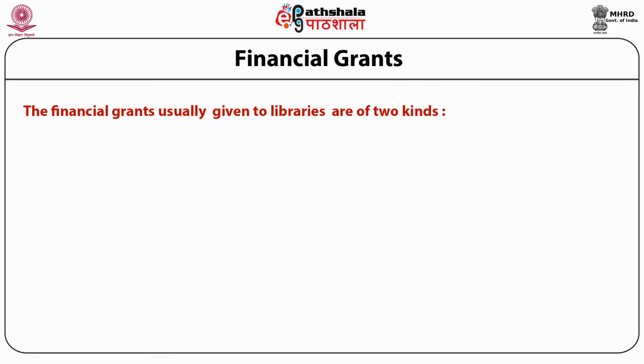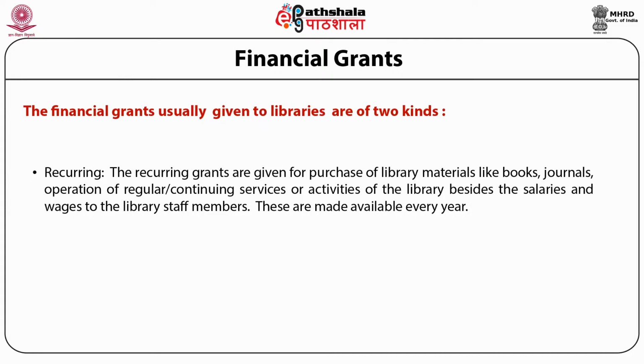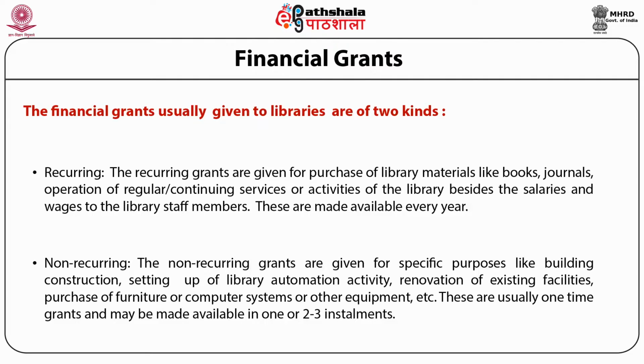Financial grants. The financial grants usually given to libraries are of two kinds, namely recurring and non-recurring. The recurring grants are given for purchase of library materials like books, journals, operation of regular or continuing services or activities of the library, besides the salaries and wages to the library staff members. These are made available every year. The non-recurring grants are those grants which are given for specific purposes like building construction, setting up of library automation activity, renovation of existing library facilities, purchase of furniture or computer systems or other equipment, etc. These are usually one-time grants and may be made available in 1 or 2 to 3 installments.